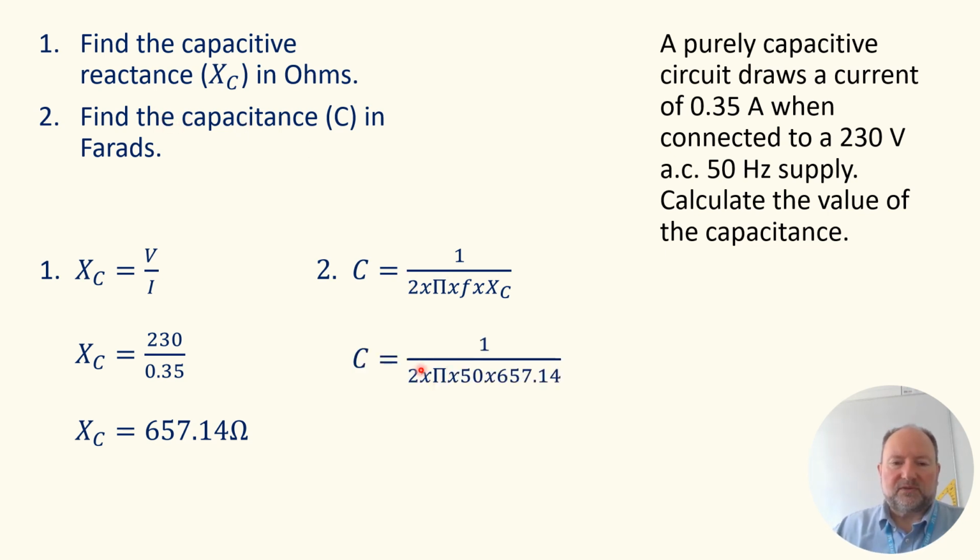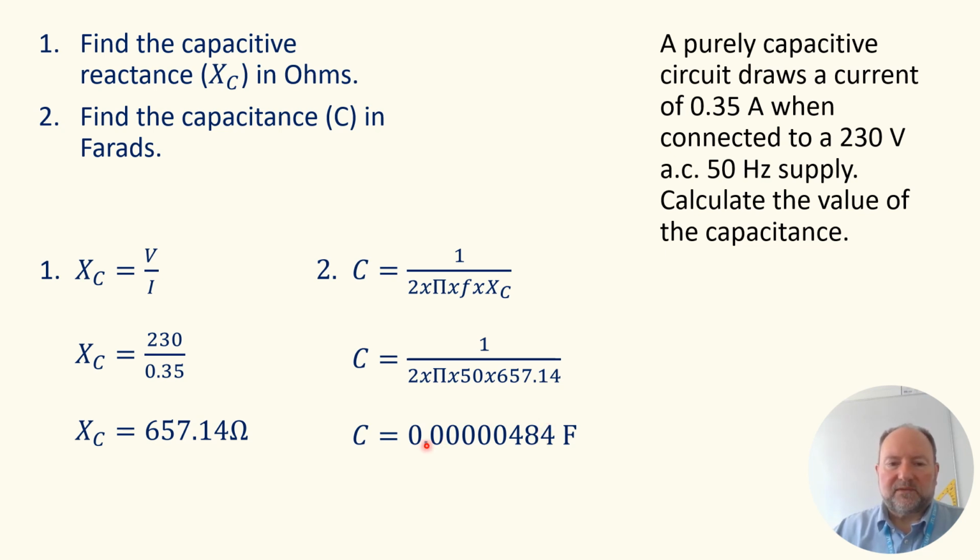So let's put the numbers in. 2 is a constant value, pi is a constant value, supply frequency is 50 Hz as it says in the question, and we've just worked out the capacitive reactance, 657.14 ohms. If you stick that into a calculator, you will get 0.0000484 farads.